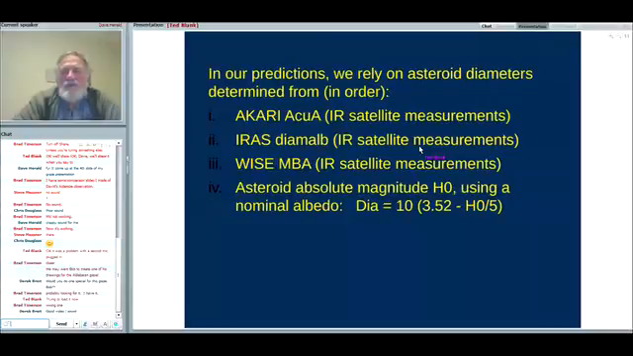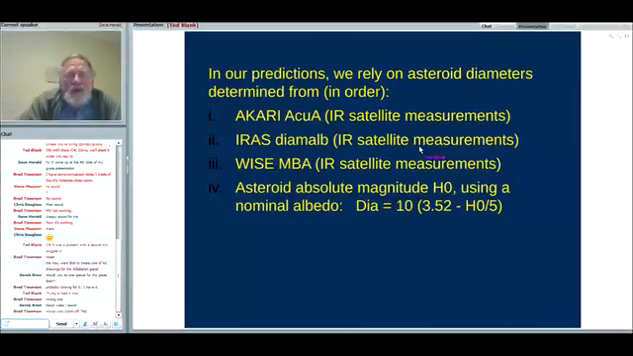For our asteroid occultation predictions, we rely on asteroid diameters which have been determined in a particular order. The primary source used behind the scenes is the Japanese satellite Akari AQA, asteroidal. One of the A's is for asteroidal, the other one is for Akari.